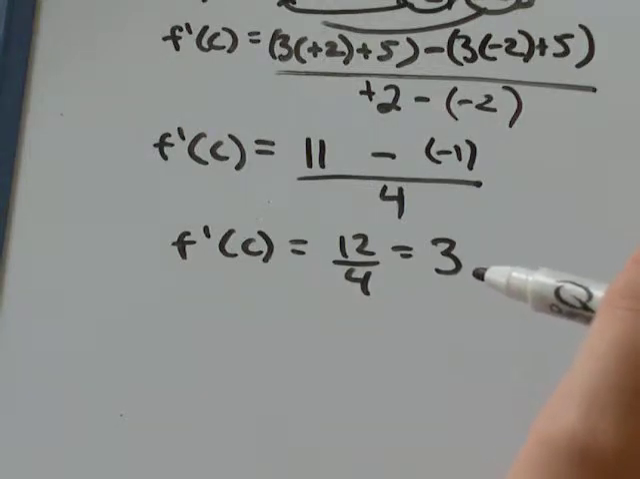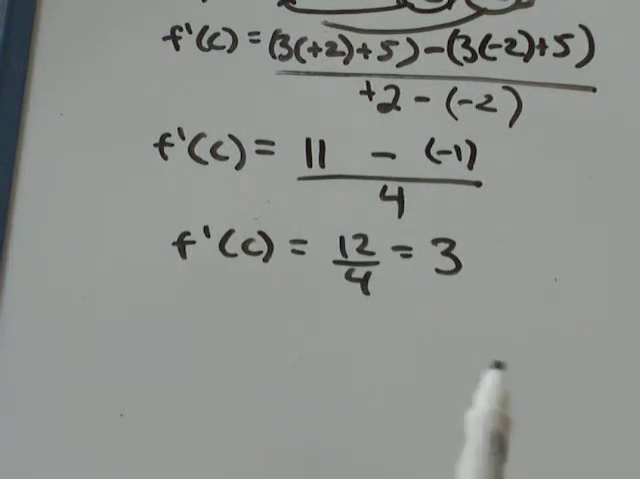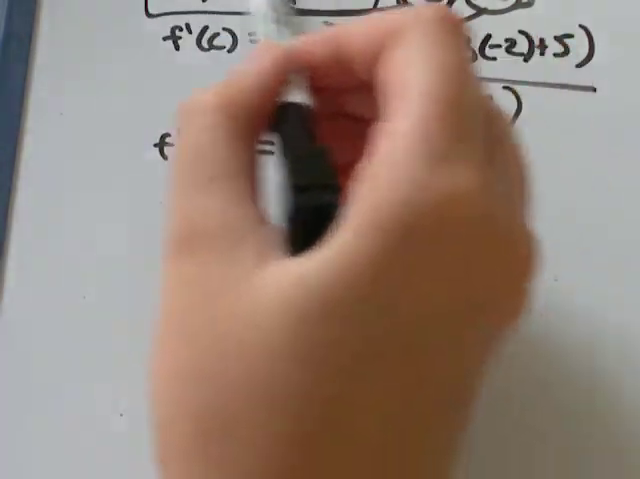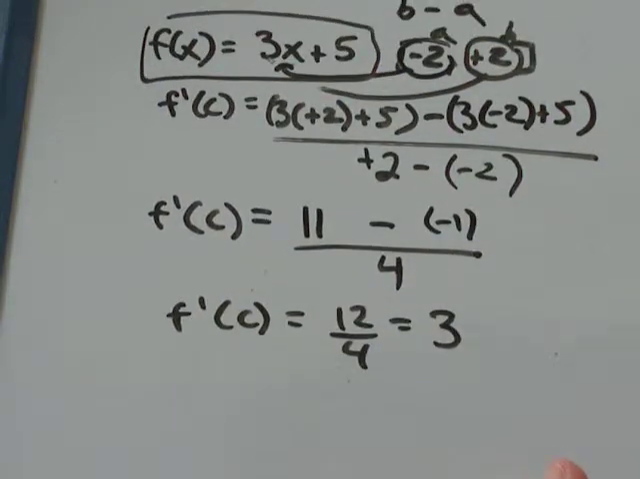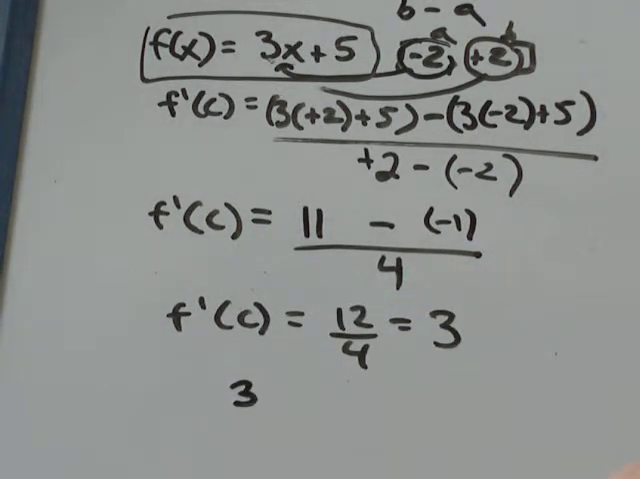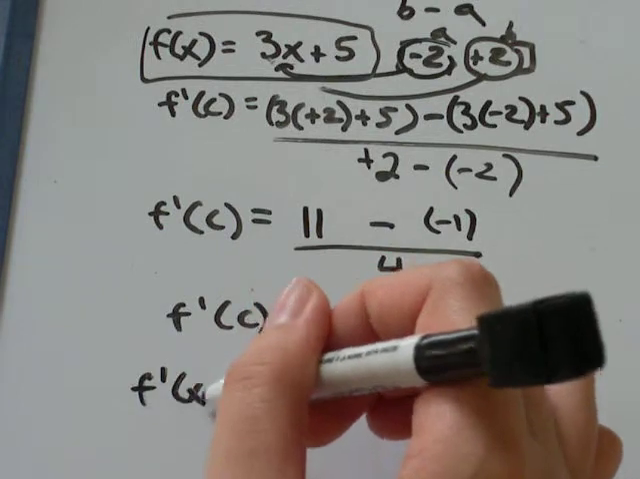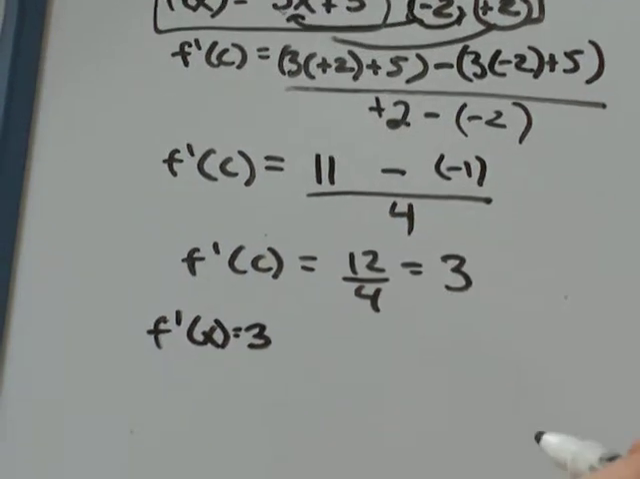So that doesn't tell us what C is. That tells us what F prime of C is. To find what C is, we'll think, what's the derivative of the original function f of x? The derivative of 3x plus 5 would just be 3, right? The plus 5, the derivative of any number is just 0. So f prime of x equals 3.